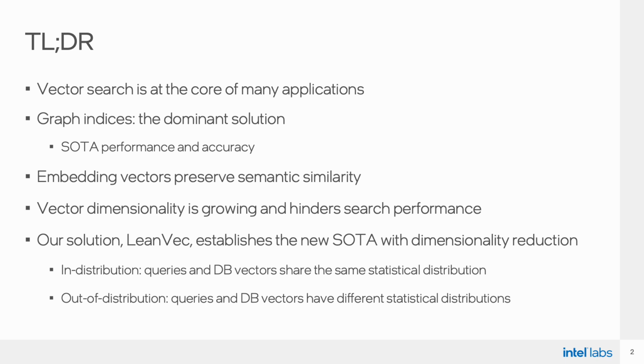However, these models produce vectors of high dimensionality, and this dimensionality is growing, and this is hindering the performance of modern graph-based indices. Our solution, LeanVec, uses dimensionality reduction and establishes the new state-of-the-art, accelerating graph-based indices to new heights. It does so for two different setups: in distribution, where the queries and the database vectors share the same statistical distribution, and in the out-of-distribution setting, where queries and database vectors have different statistical distributions.